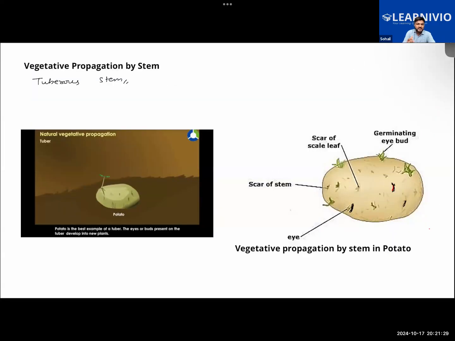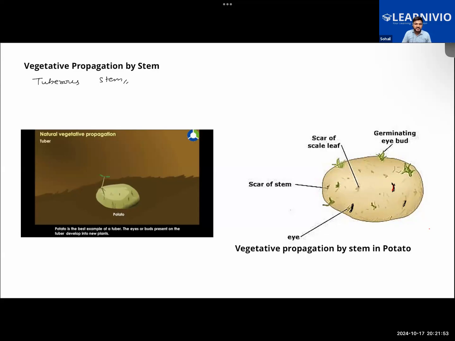So just like we have learned about the tuberous system, some plants have tuberous stems, and these stems will be storing the nutrients, and they will have buds in them. That bud will be present on it. So these buds will form into new plants, and the examples are as follows.